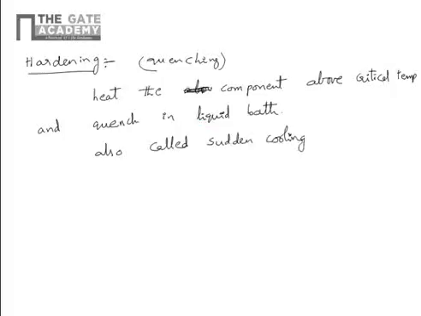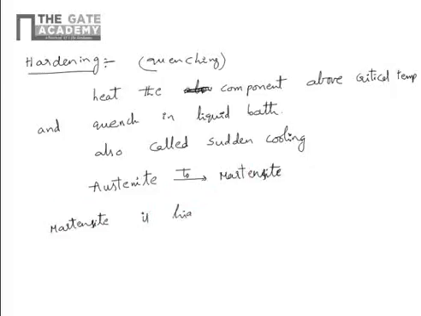So what happens in the TTT diagram, if you observe, if you heat above critical temperature, austenite will form. Once austenite forms, if you quench it, austenite to martensite will form. Martensite is a very hard material. Martensite is highly brittle in nature, which is of no use for any purpose.